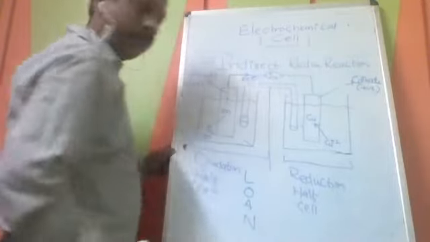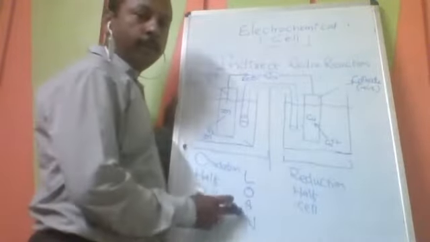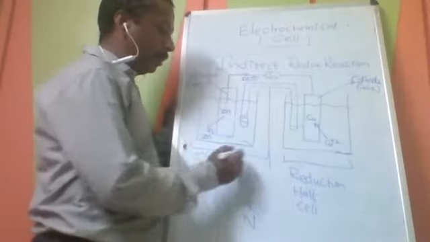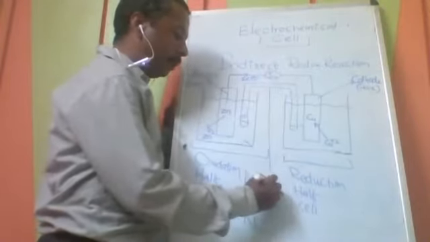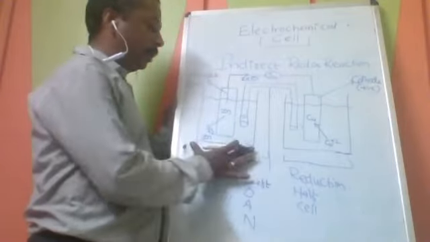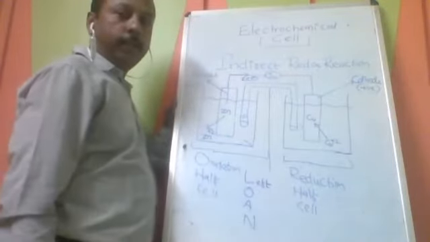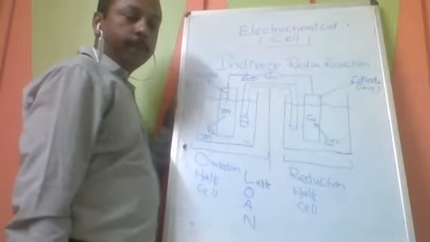LOAN. What is the shortcut? LOAN. Lone means left side. Always we should write about this cell only on the left side. It is IUPAC. IUPAC has prescribed it.